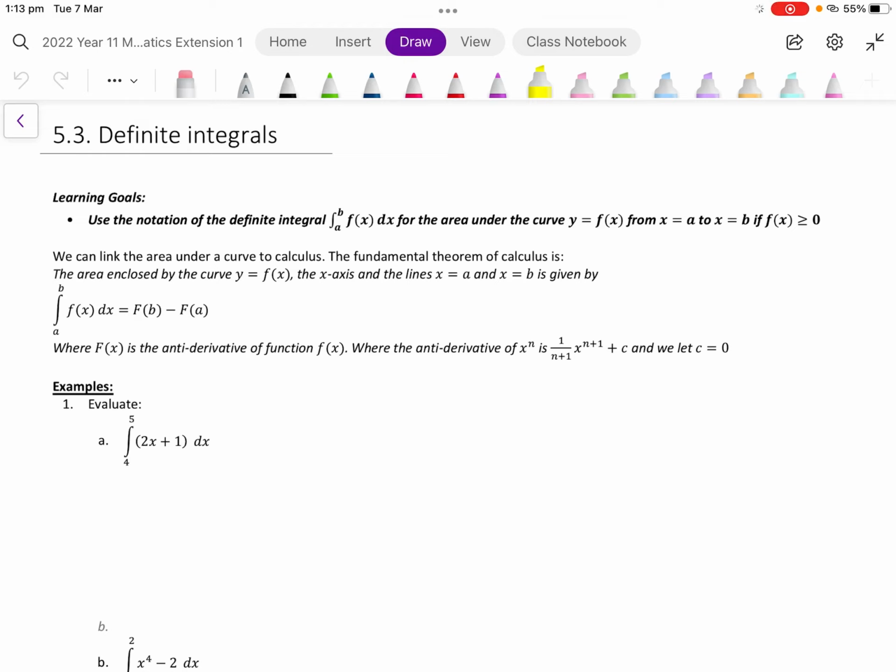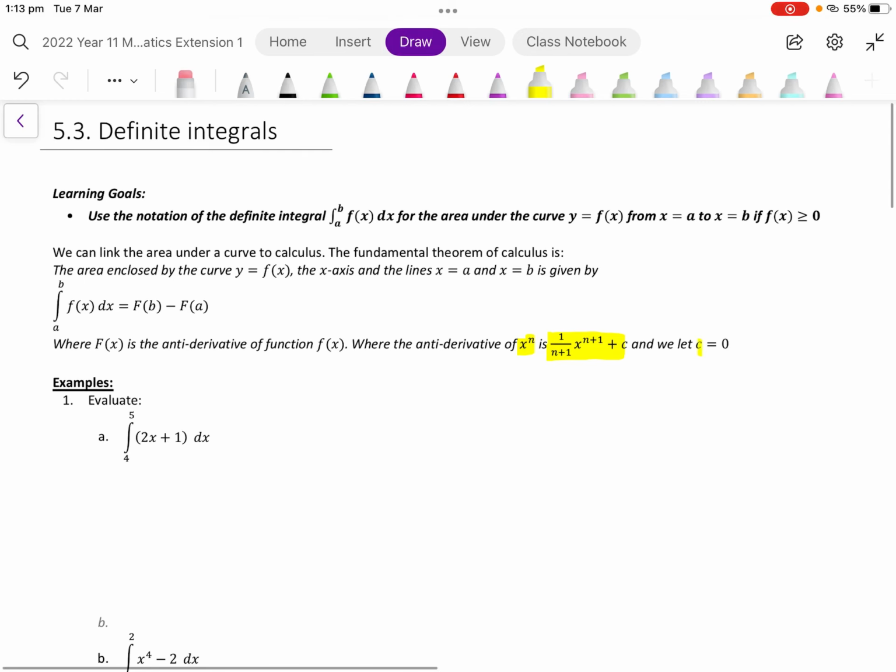And this is where we calculate our antiderivative. The antiderivative of x to the power n is 1 over n plus 1, x to the power of n plus 1, plus c. However, we are going to let c equal 0 here, so we are ignoring this c and just using 1 over n plus 1, x to the power of n plus 1.